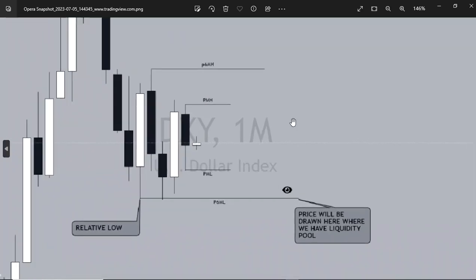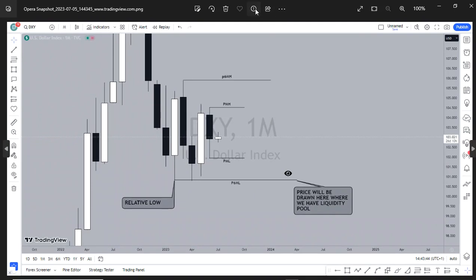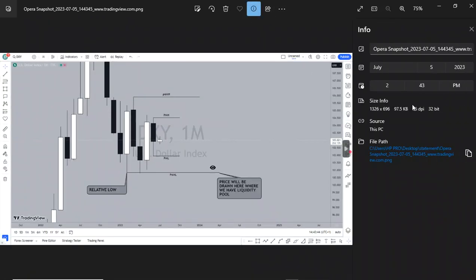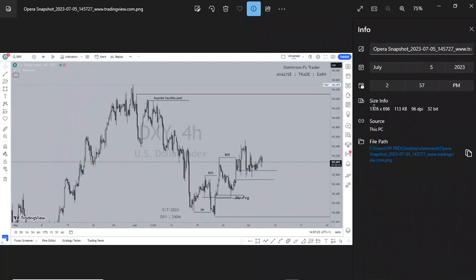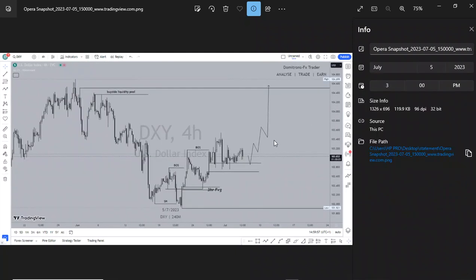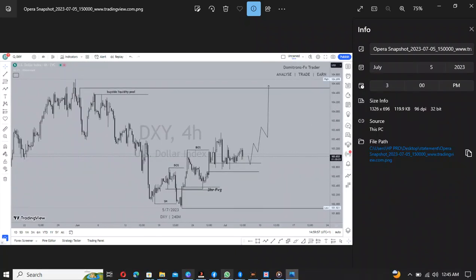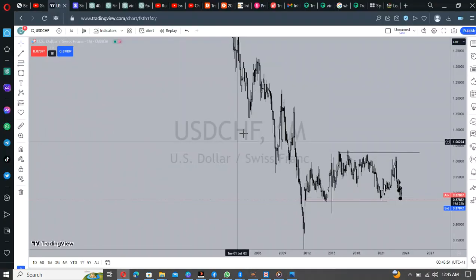Alright, so I predicted the sell right here. You can actually check the date right here. That was July 5th, 2023, and you can check the time right here, 14:43. And we had the second one, which was a buy setup, done at the same time. But look at the time right here, 2:57. So this is 2:43 and this is 2:57. The one I posted was a buy setup, and then I noticed that I was wrong. So we quickly do that right now.